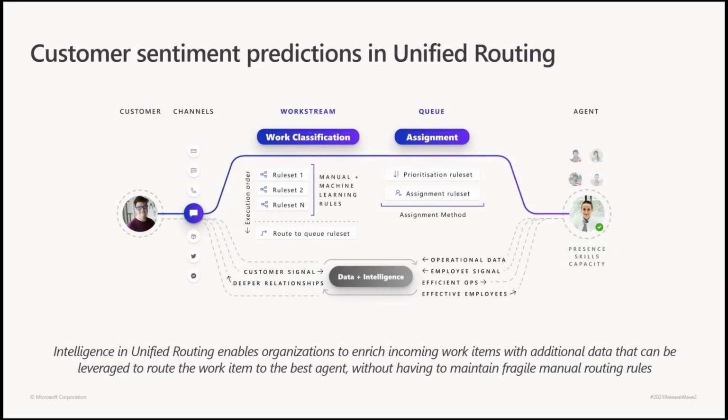As organizations receive work items through any record and messaging channels, they can now use customer sentiment predictions in unified routing to identify and capture end customer sentiment and use that to influence how the work item is routed to agents who have the right skill set to support them.